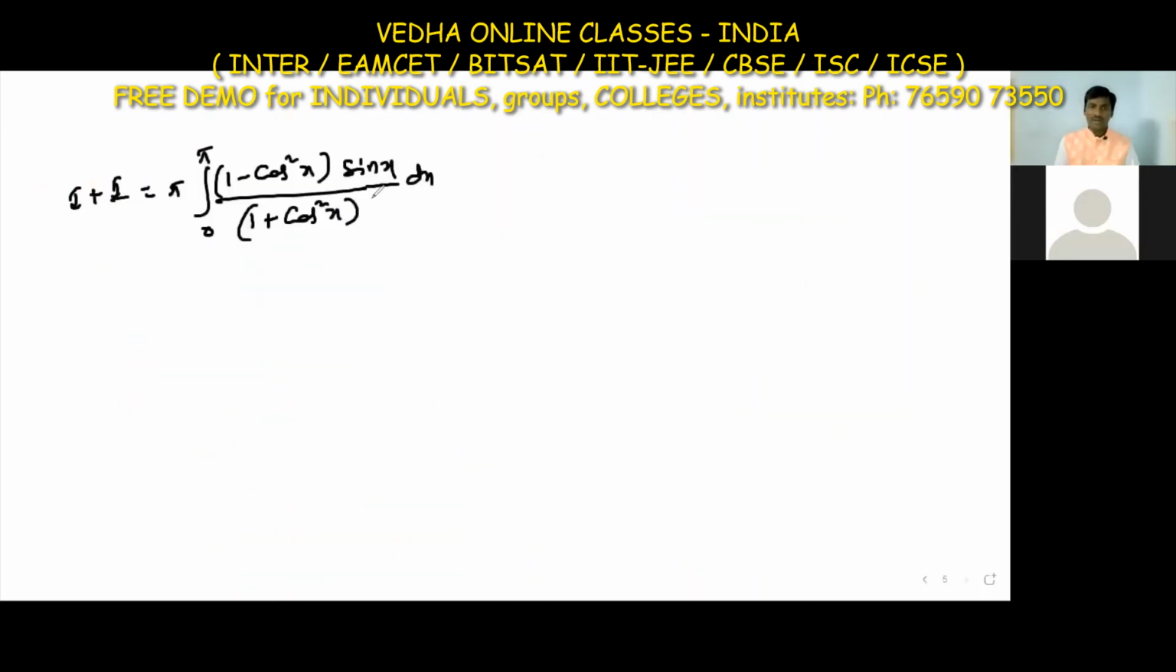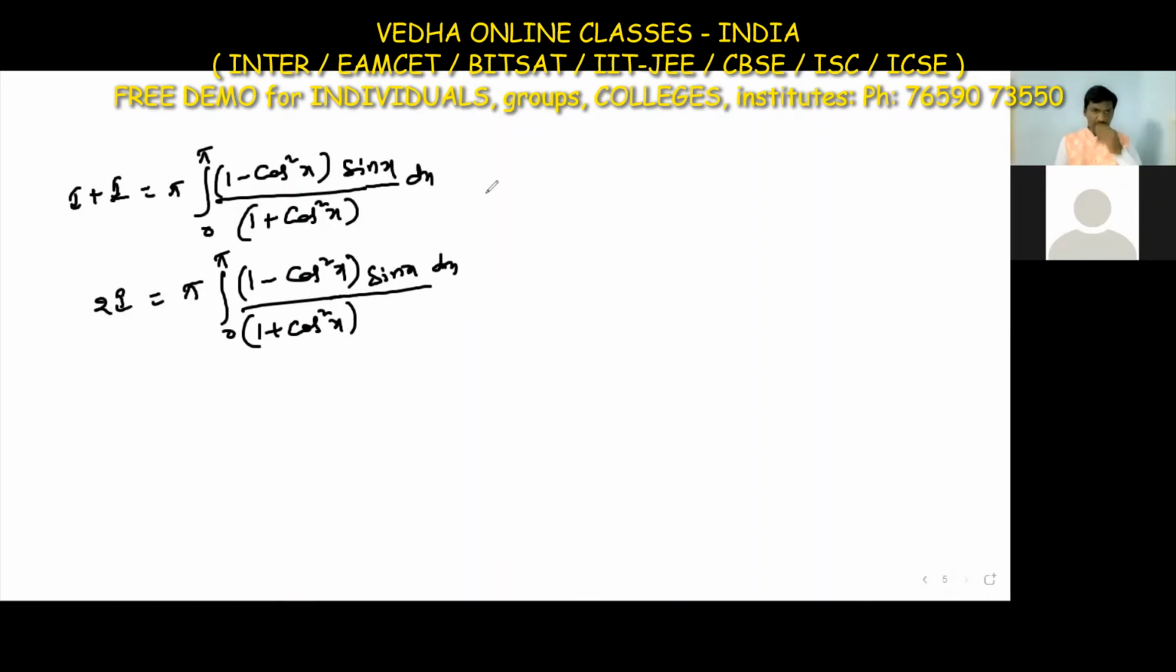Now in this, I plus I is nothing but the value of 2I. 2I is equal to pi integral of 0 to pi, 1 minus cos square x divided by 1 plus cos square x, into sin x dx.